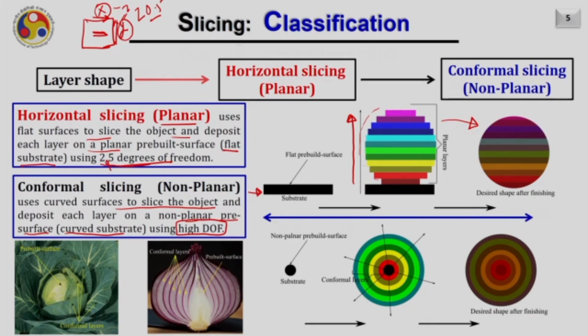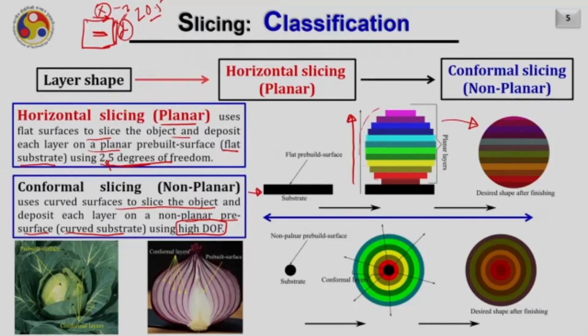This particular slicing methodology is very much inspired from nature. As you can see, some of the objects built in nature here on this slide, one is this and another is this. These objects are built in layer by layer manner, but the layers are conformal to the previous layer or the substrate. Here you can see this onion, this is the pre-built surface and the rest of the layers are conformal to it. They are not added in a horizontal manner. A very similar example is shown here.